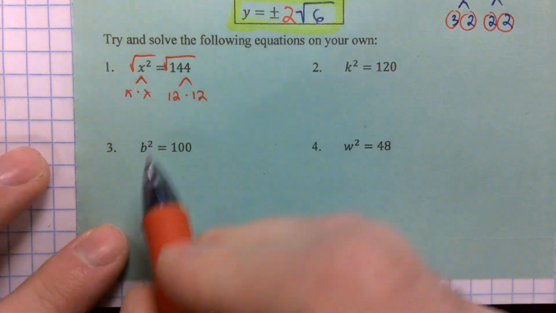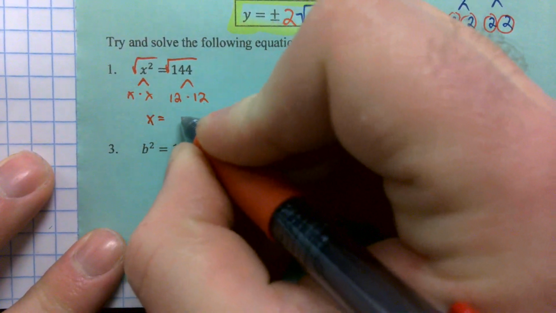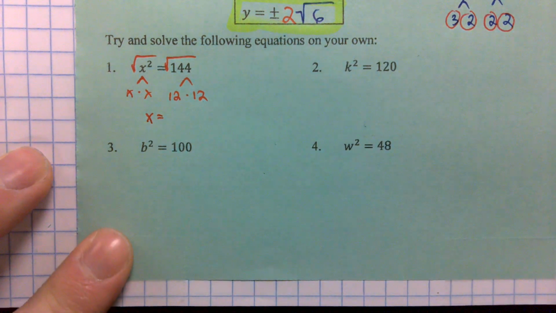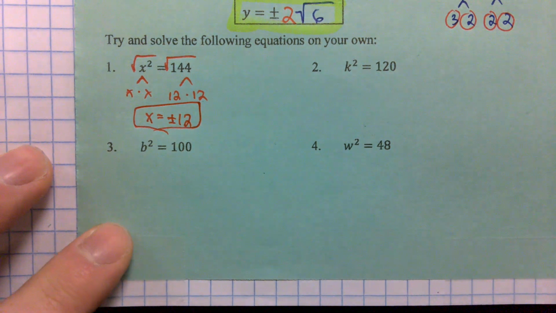I'll let you do 2 and 4 on your own. So I've got a pair of x's, a pair of 12s. X equals what? Plus or minus 12. That's it.